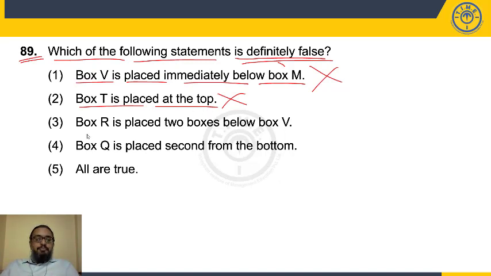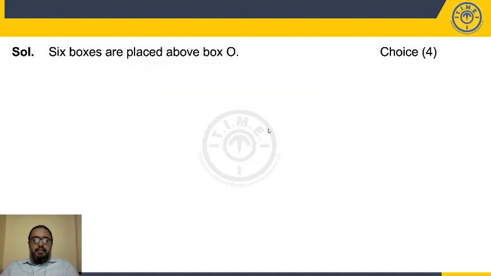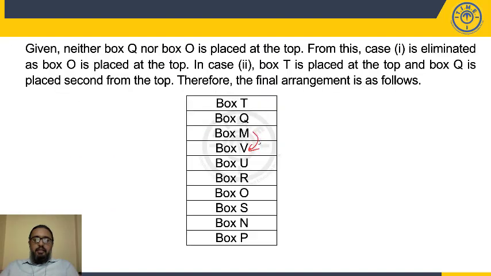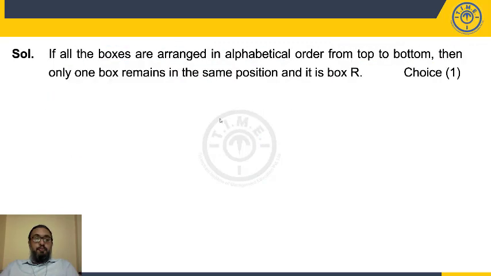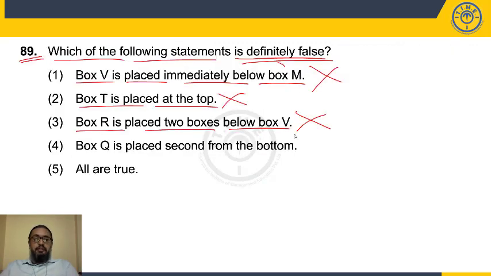Okay. Then box R is placed 2 boxes below V. Let us check. R is 2 boxes below V. Means in between you should have 1 box. Yeah. In between you have 1 box and R is 2 boxes below V. So this information is also true. So I cannot use this information.